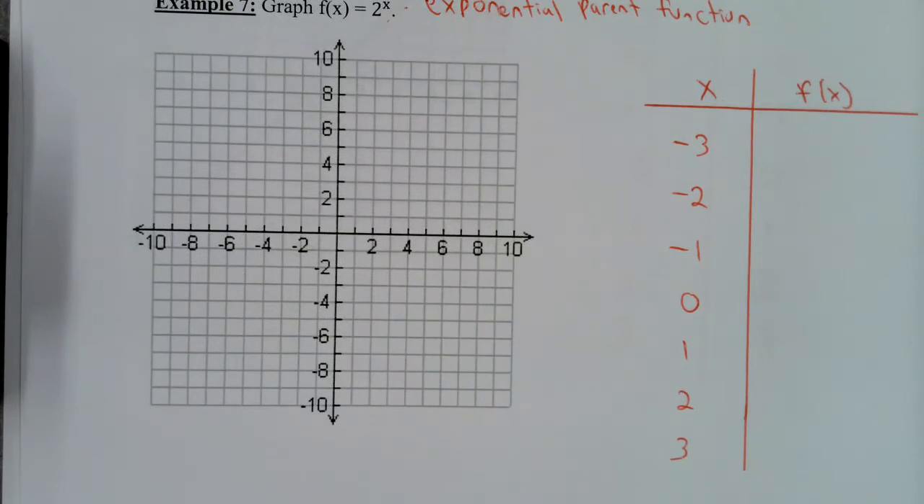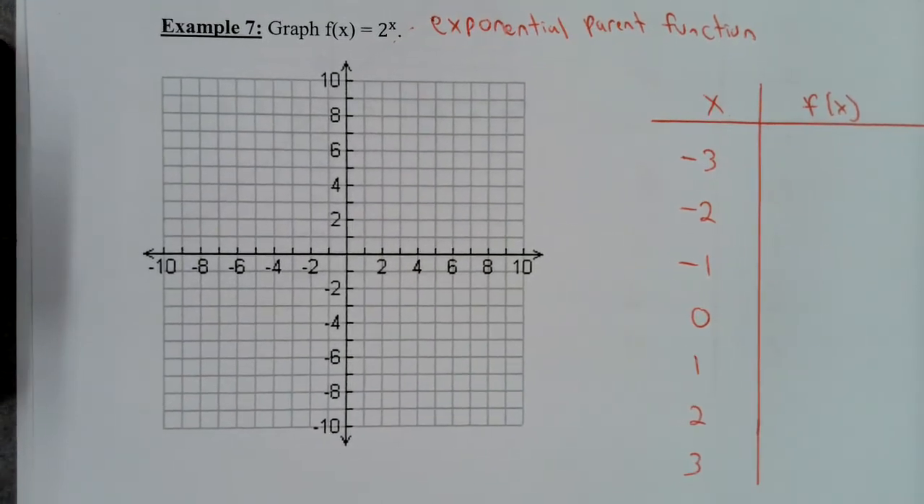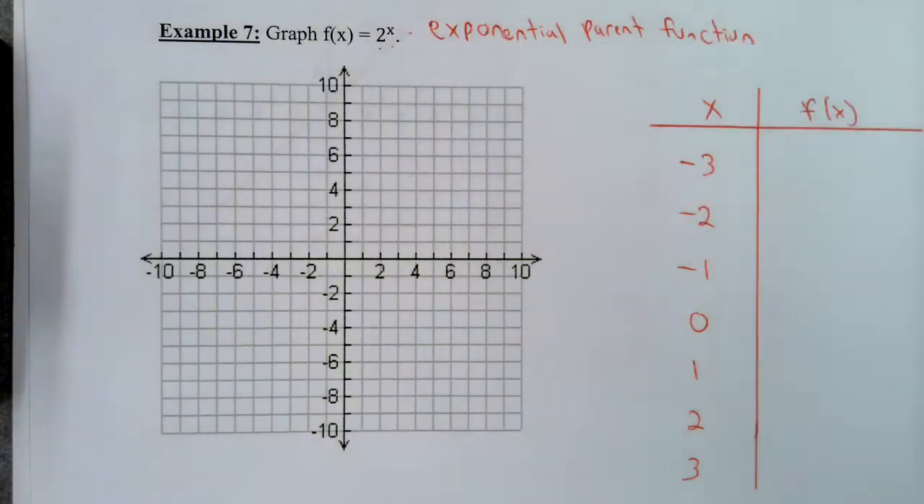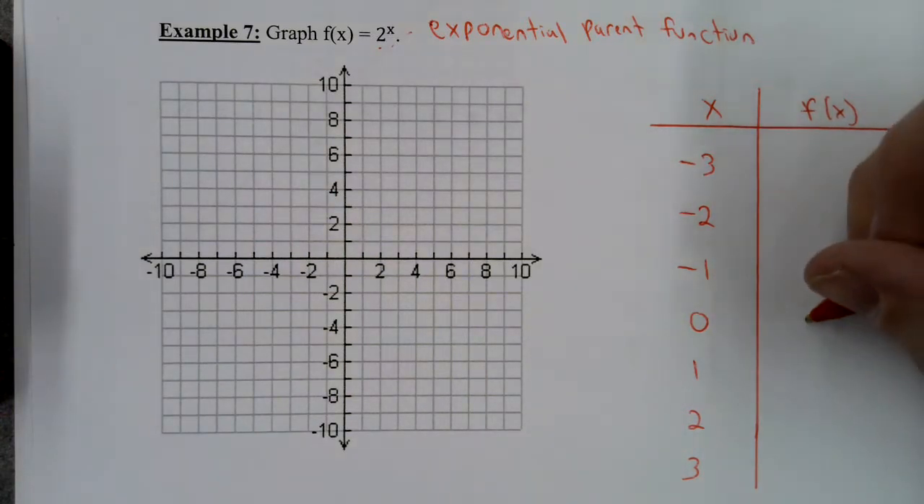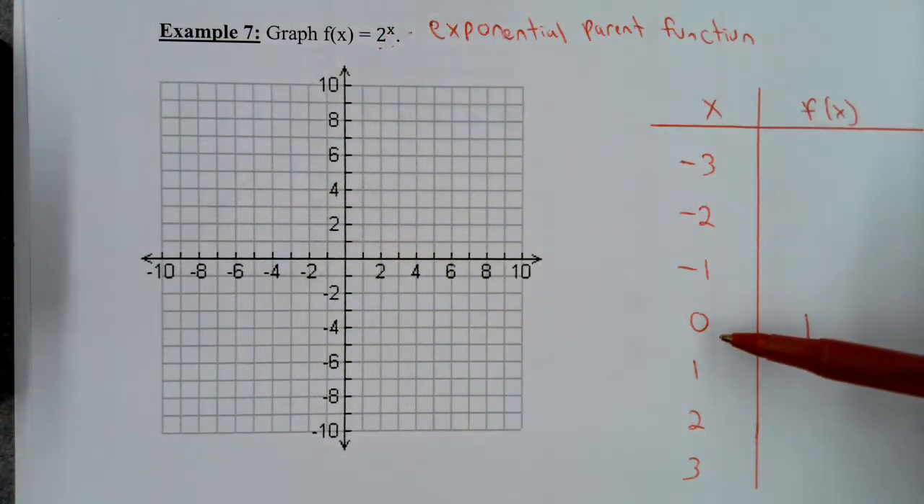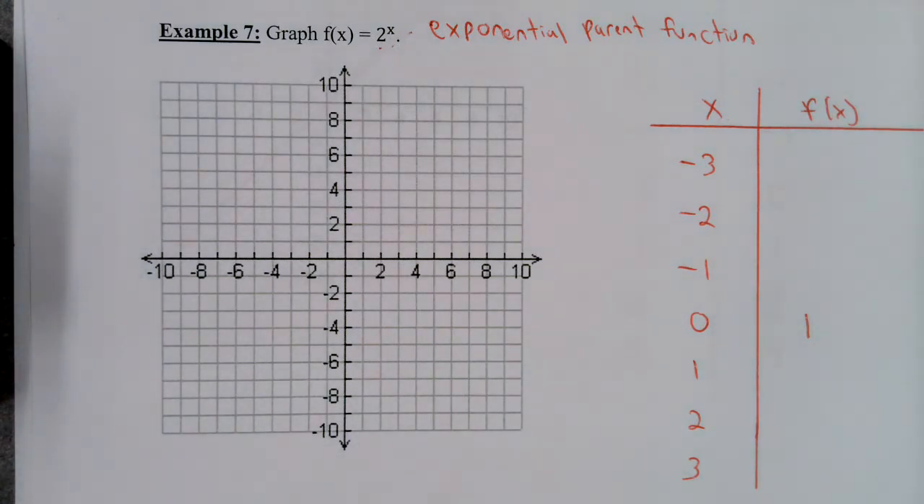Okay, so I'll pick those x's for my table. I did -3, -2, -1, 0, 1, 2, 3. Let's do the easy ones first. When x is 0, that means you have 2 to the 0 power. Do you remember what that is from Algebra 1? The answer is 1. Anything to the 0th power is 1. So 2 to the 0 power is 1. If I said 5 to the 0 power, that's 1. 18 to the 0 power is 1. Anything to the 0 power is 1.